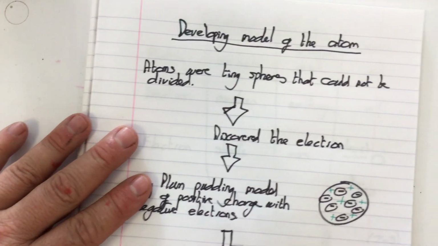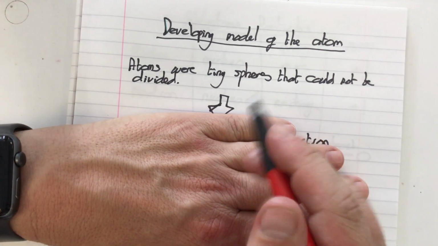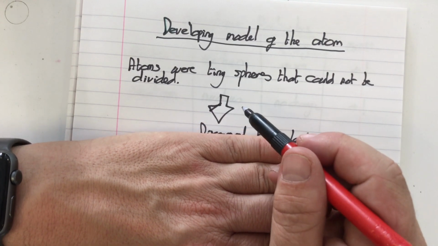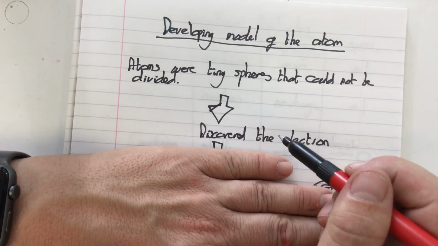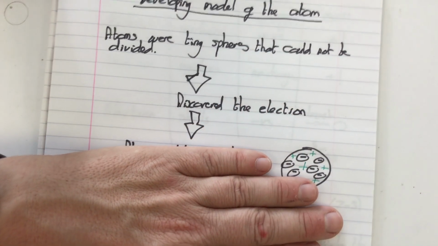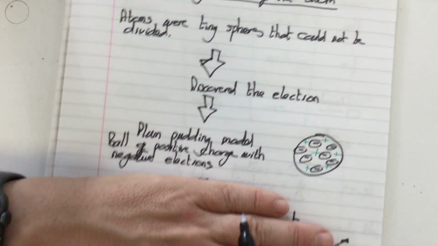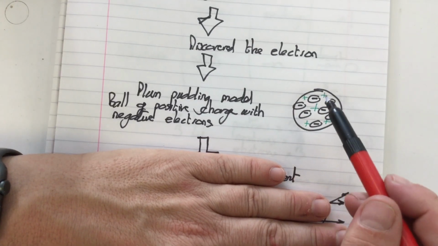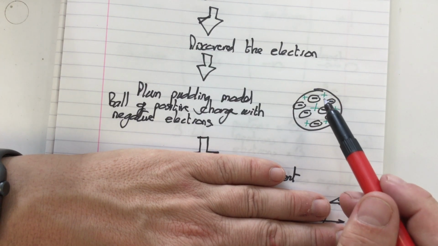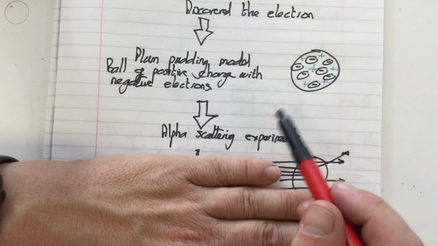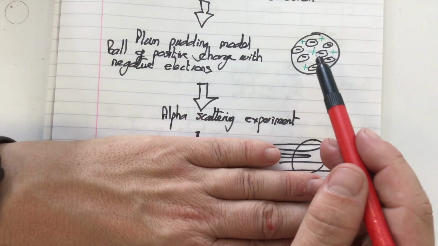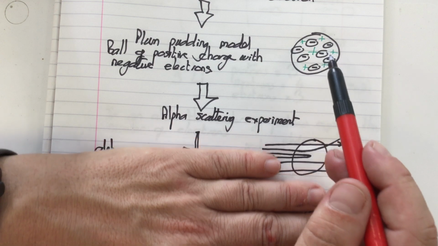We then looked at developing the model of the atom. So originally, we thought that atoms were tiny spheres that could not be separated. Then they started to do scientific experiments and they discovered the electron. Once they discovered the electron, they developed the model of the atom and they came up with what's called the plum pudding model, which is a ball of positive charge with negative electrons in it. Then Rutherford and his team did the alpha scattering experiment. So the model in place was the plum pudding model. They were looking to see if they could improve on that.